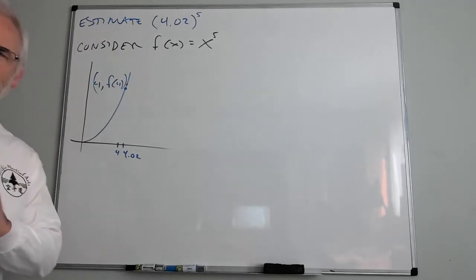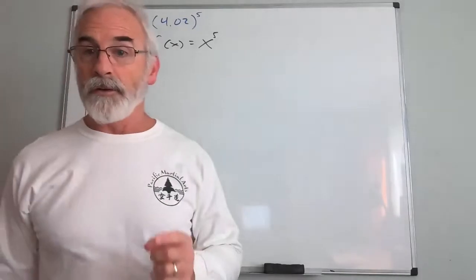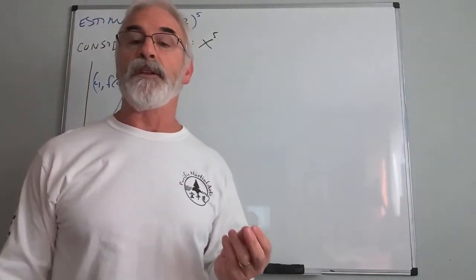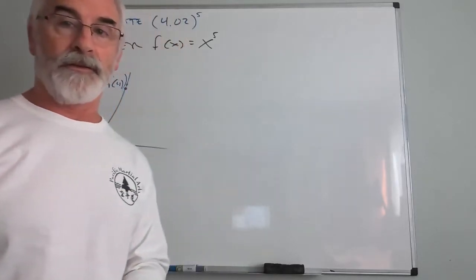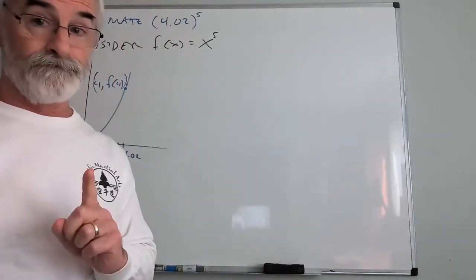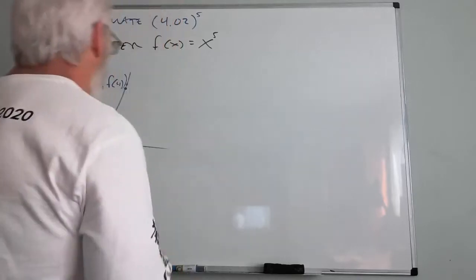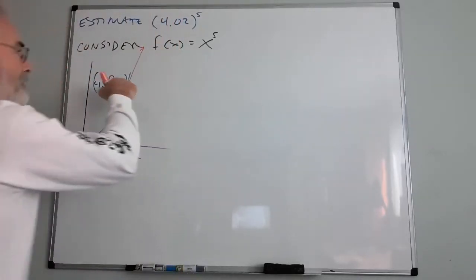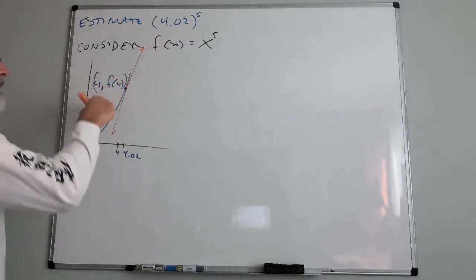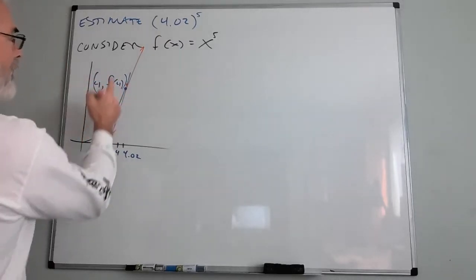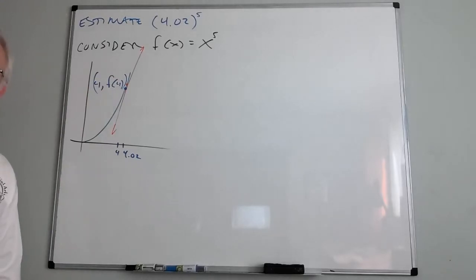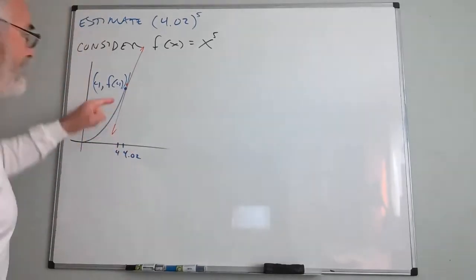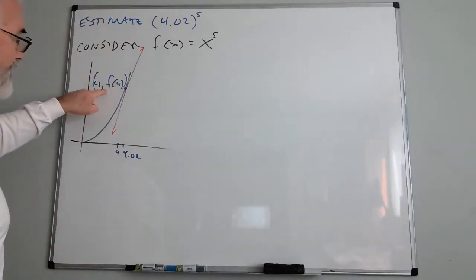Now, how can I use calculus to help me? Well, what does a derivative tell me about any function? It tells me the slope of the tangent line at any point on that function. So what if we drew the tangent line at the point that I know, and then found the y value on the tangent line? That ought to be very close to the y value on the curve.